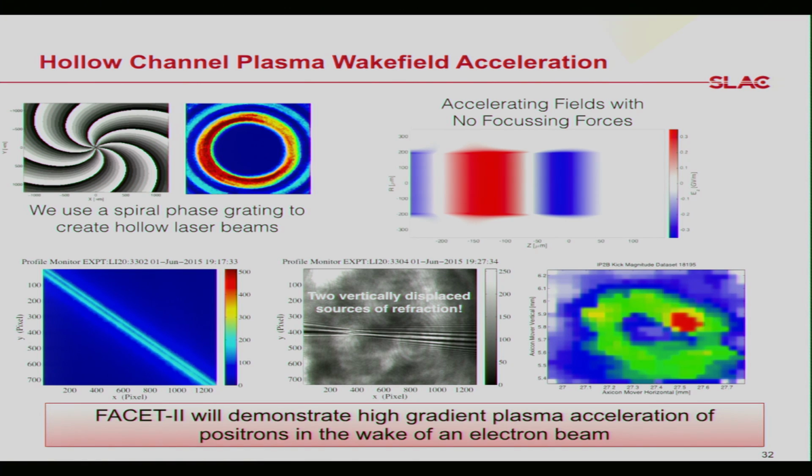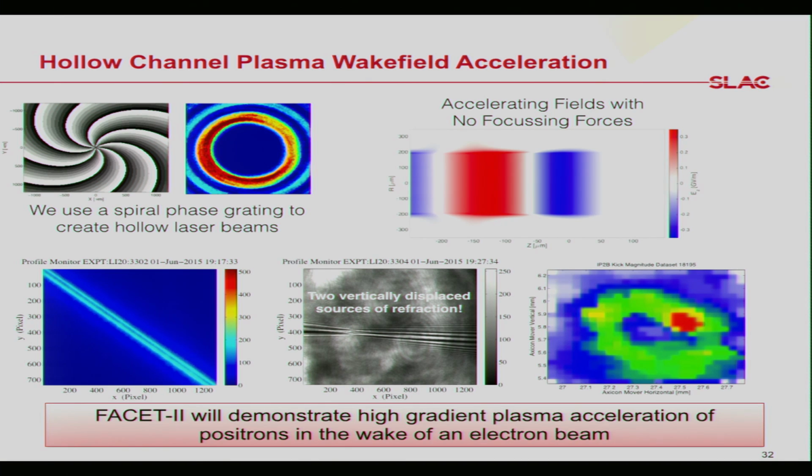Well, to do that, we now have to get around this issue of the defocusing fields from the positrons. So one of the ways we're looking at doing that is creating a special kind of plasma structure where the plasma is not uniform. It's called a hollow channel plasma. And the early work on this is being done by one of our PhD students, Spencer Gessner, who's in the audience somewhere.